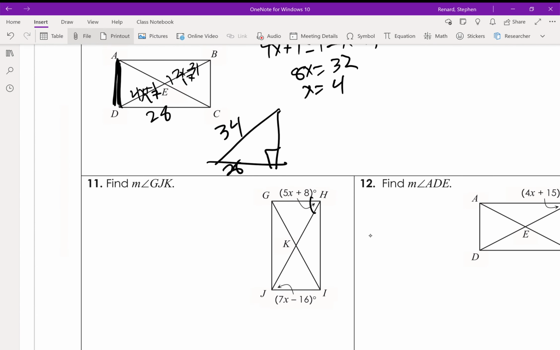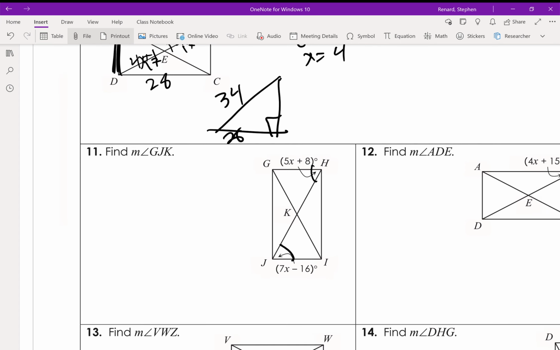Here, these two are going to be congruent, which means their measures are the same, because they're alternate interior angles on a parallel line. So we got 5x plus 8 equals 7x minus 16. So we get 2x equals 24, or x equals 12. Okay, if I want to plug that right back in there, 5 times 12 is 60. 60 plus 8 is 68. If that's 68, this is 68.